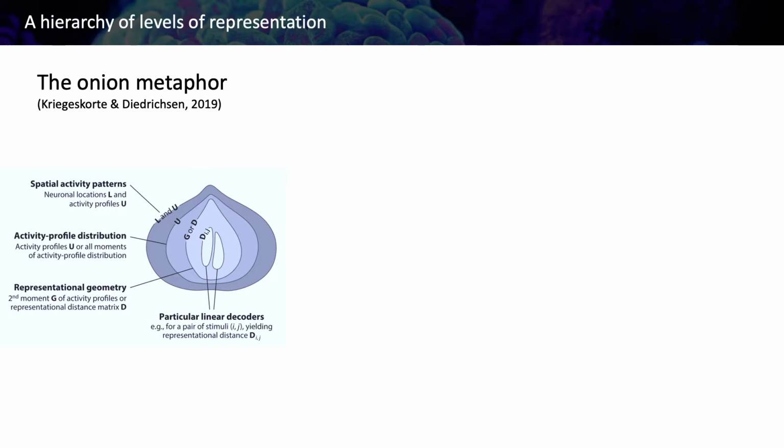As it was proposed by Kriegeskorte and Diedrichsen, the brain can be considered like an onion with different layers, and these layers actually represent different levels of abstraction. For instance, in the first and most superficial layer, what we have is the neural locations and the activity profiles, right? This is very concrete information, what you directly measure from the brain.